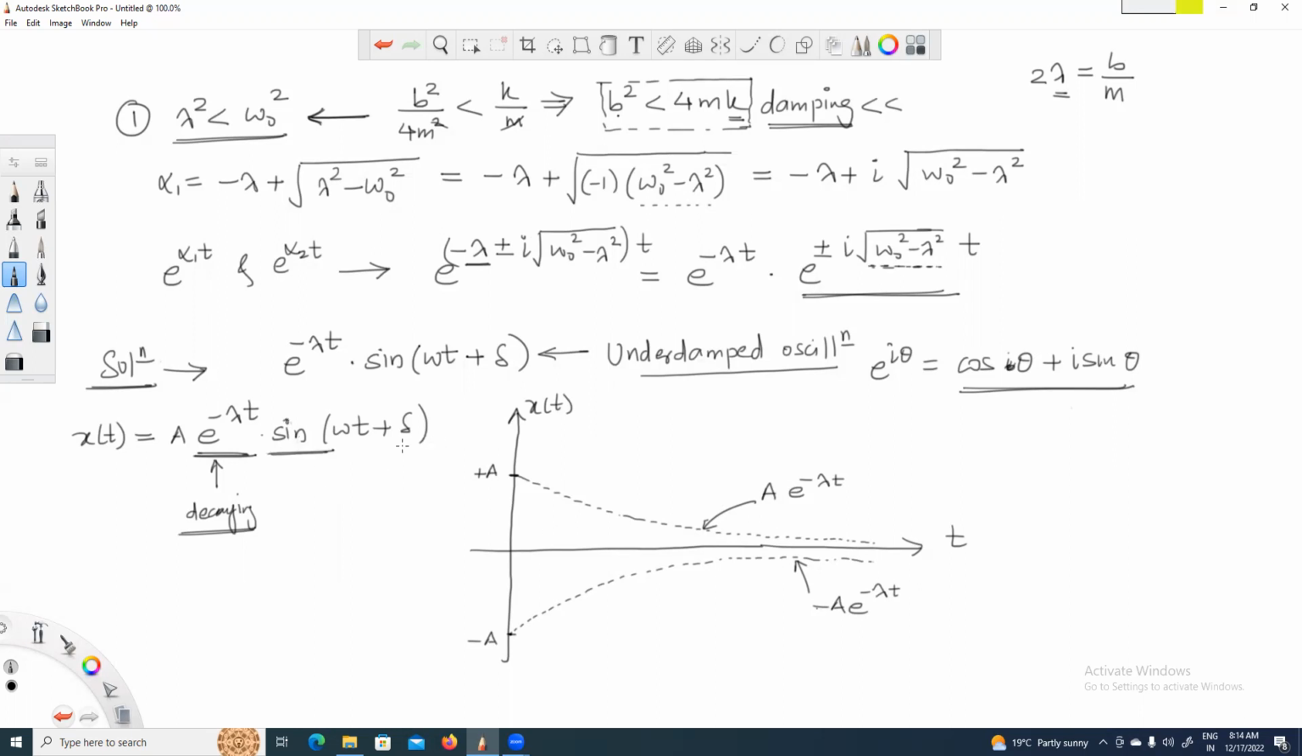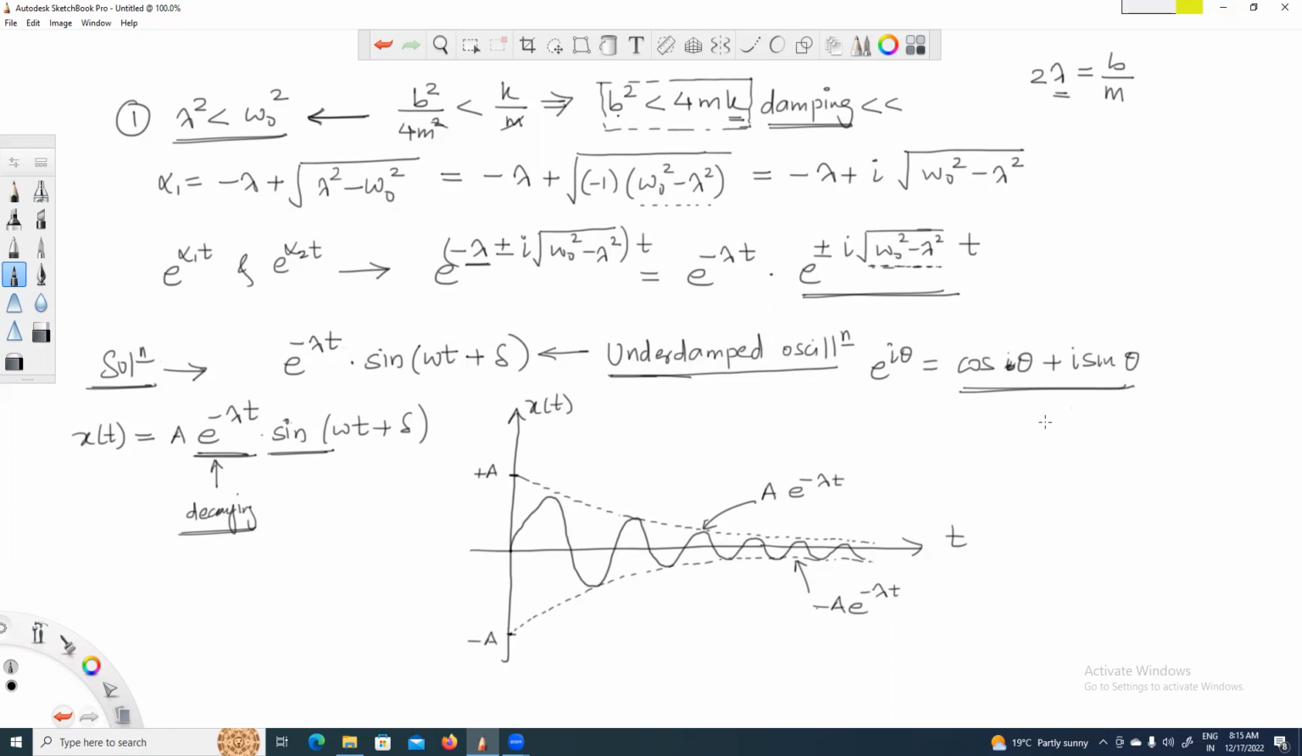So sine. For the sake of convenience, let's take this initial phase angle to be 0. So our graph starts from 0, and it will keep oscillating between these limits. It will look like this. Look at the oscillations. The amplitude of these oscillations is decreasing with time, and it is also oscillating, right? So this is known as underdamped oscillation.